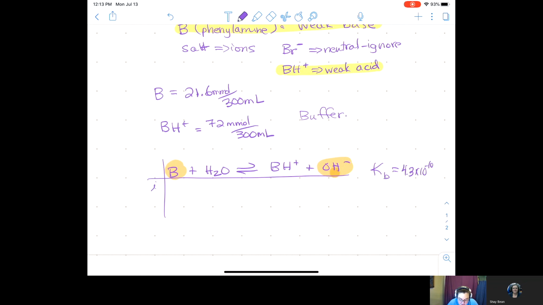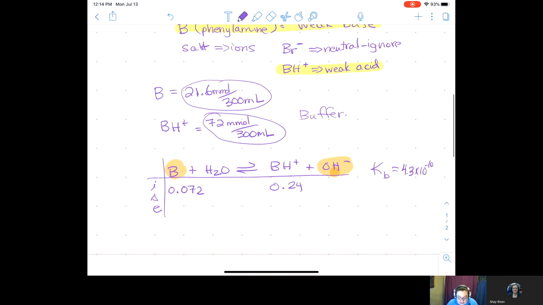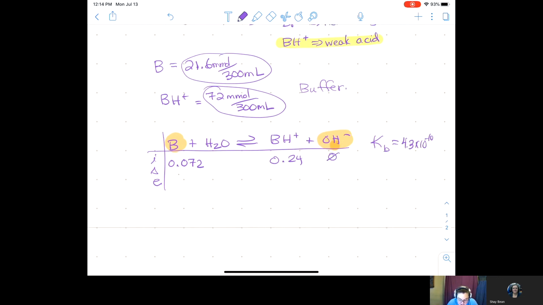So now I have an ice table. I have the molarities up here to plug into it. So the base concentration is 0.072. I would be keeping extra sig figs, except that's all the digits I get. The acid, the BH plus concentration, is 0.24. Let me double check that. All right, let me double check the other one. Yep, that's right. And again, I would be keeping extra sig figs, except that's all my calculator gives me. I have 0 here, minus x, plus x, plus x. It's starting to look familiar.